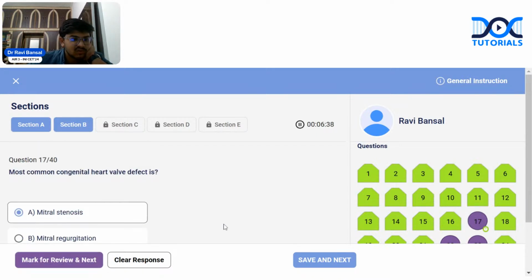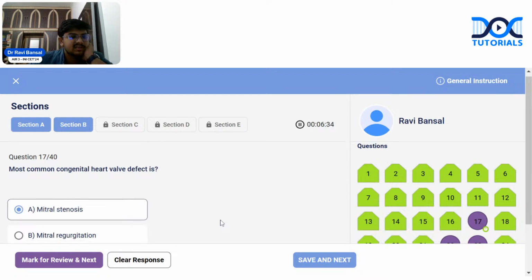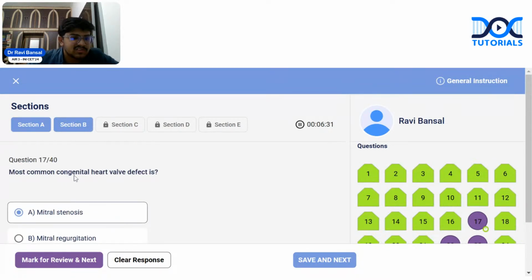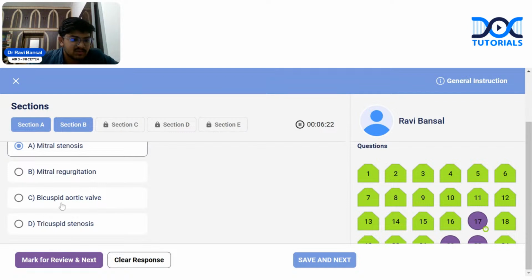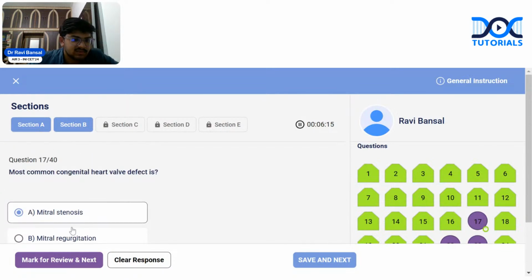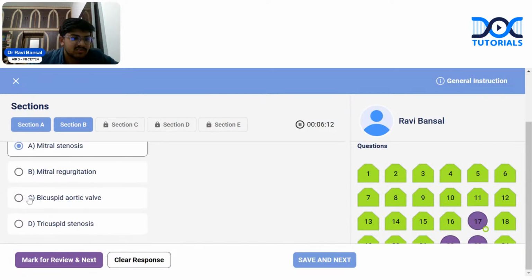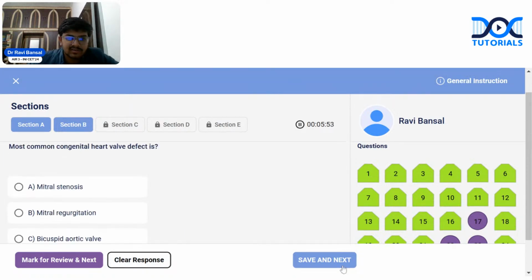Most common congenital heart valve defect is. I'm not sure about this question, like mitral stenosis, but the most common congenital heart valve defect must be related to the mitral valve, but I do not remember whether it will be stenosis or regurgitation. Bicuspid, I don't think it is most common; in Turner's, but overall it is not most common. Tricuspid stenosis, I don't think so. So I have ruled out option C, but I am not sure between A, B, and D. So we can skip the question. I think I should skip it. I do not want that -1. So I have cleared the response.